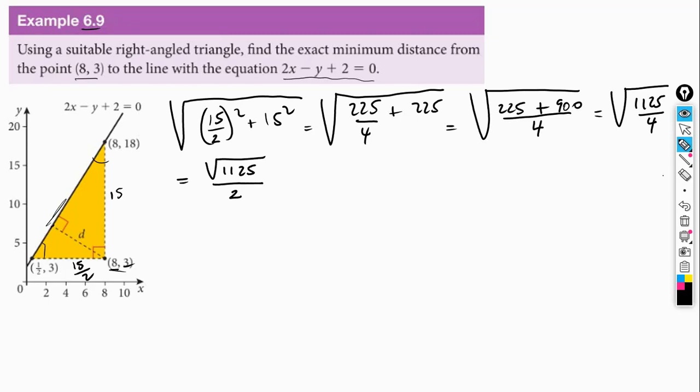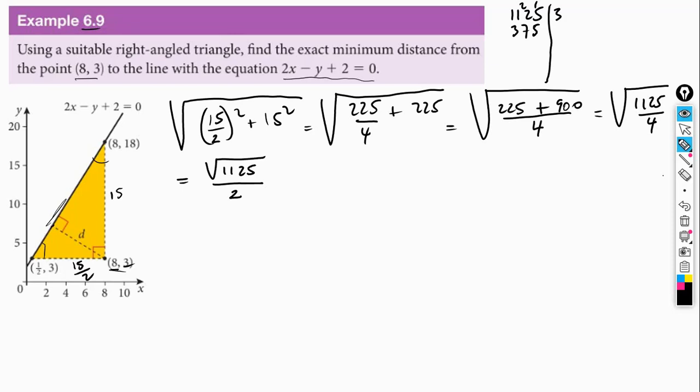But we can simplify this further. We're going to do the prime factorization of 1,125. So let's do it over here. It's not divisible by 2. So let's check if it's divisible by 3. So it's 5 plus 2, 7, plus 1, 8, plus 1, 9. So yes, it's divisible by 3. So we go 3 times 3 is 9. We're missing 2. 3 times 7 is 21. We're missing 1. 3 times 5 is 15. And then this number, if you add the digits, it's 15. Therefore, it's still divisible by 3.